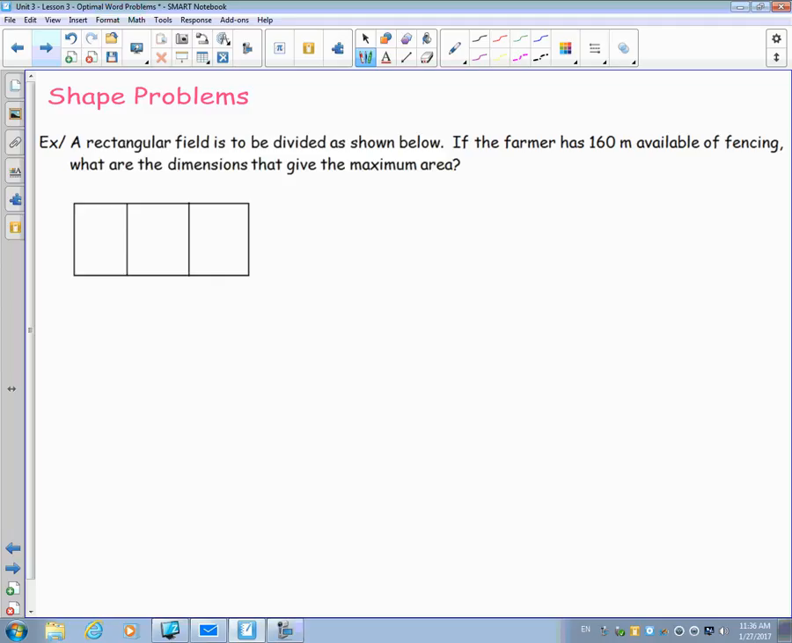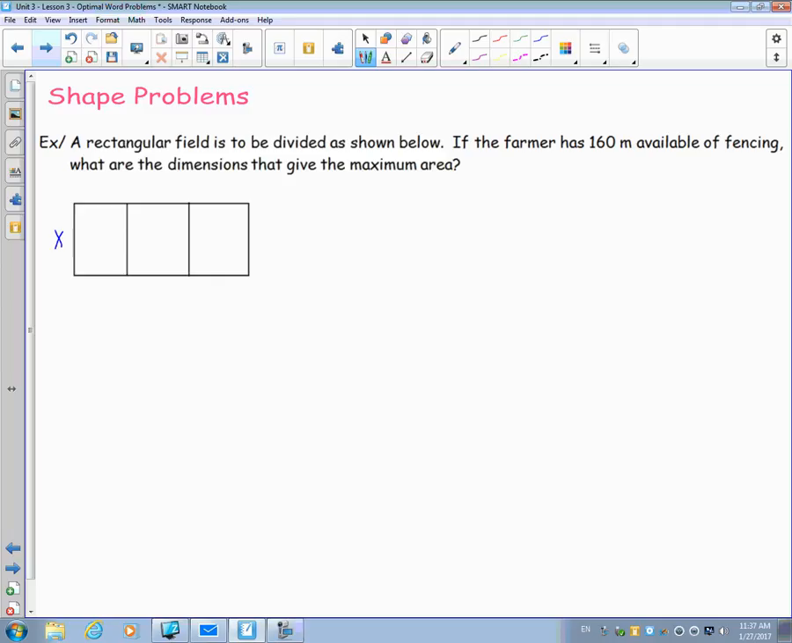In shape problems, which are kind of like numerical problems, except we have a shape to start with, we're often going to have 2 variables. We want to try and make it into 1. So if we examine this thing here, we have a rectangular field divided as shown. The farmer has 160 meters of fencing. We want to figure out the dimensions to get the maximum area, the optimal area.